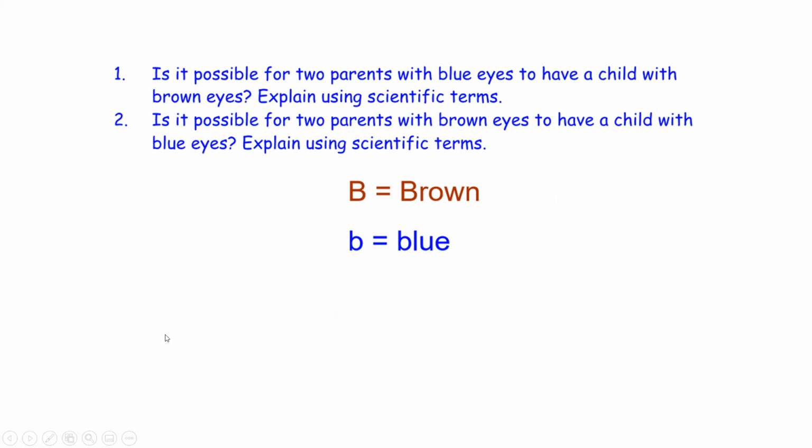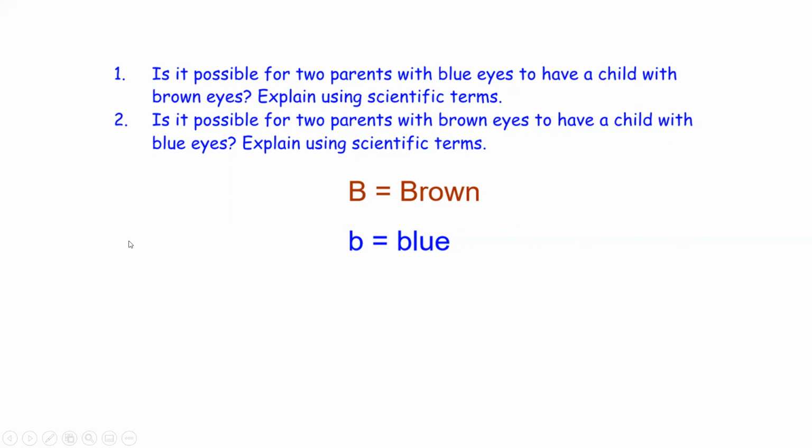Is it possible for two parents with brown eyes to have a child with blue eyes? Well, this one's a little bit more complicated, okay, because an individual with the dominant form, the dominant brown, could be big B, or they could be big B, little b. So that makes it a little bit more complicated. So there's a few crosses that we can do to answer this question.